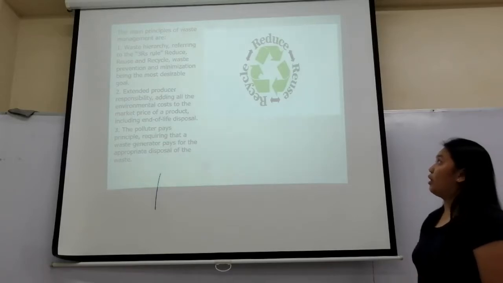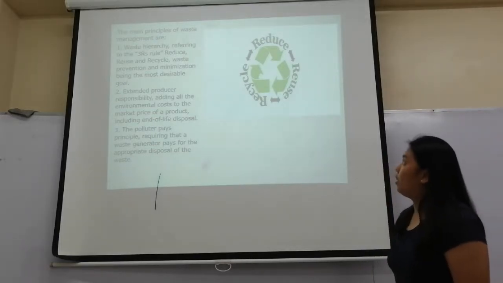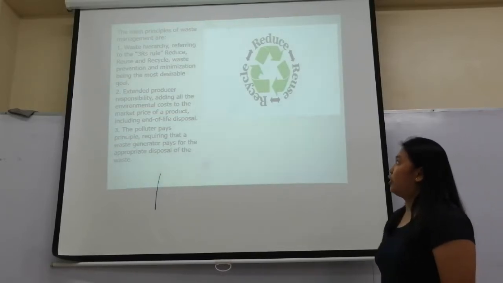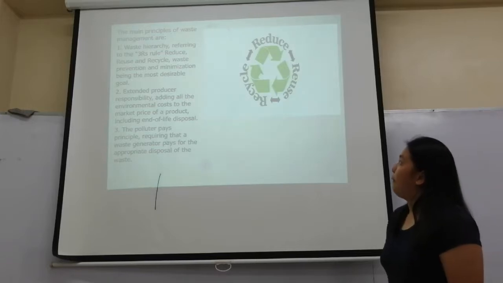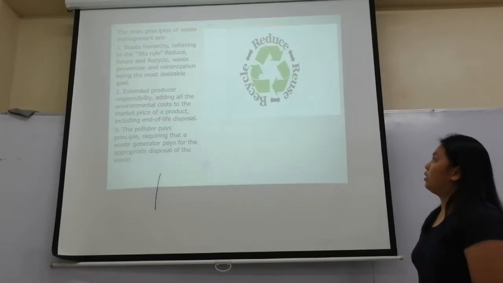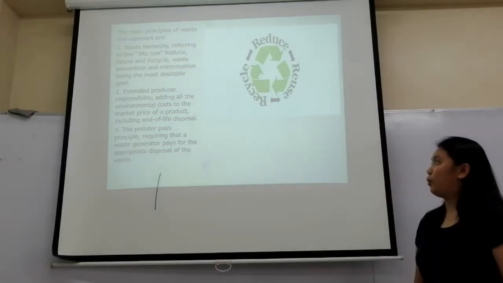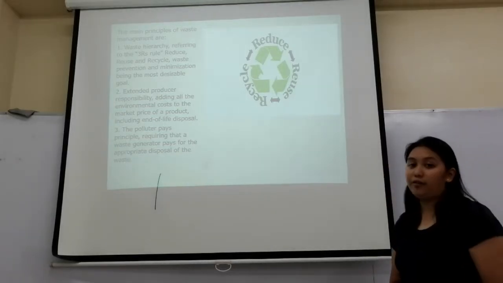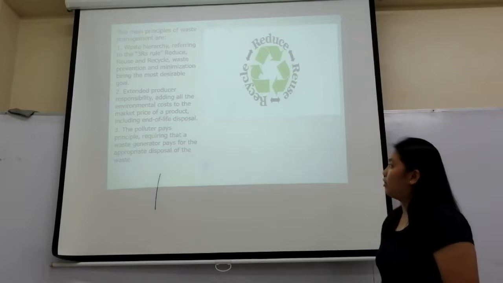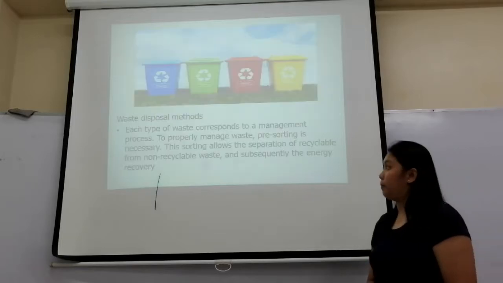The main principles of waste management are, first, the waste hierarchy, referring to the 3 R's rule: reduce, reuse, and recycle. Waste prevention and minimization is the most desirable goal. Second, extended producer responsibility, adding all the environmental costs to the market price of a product, including end-of-life disposal. Third, the polluter pays principle, requiring that a waste generator pays for the appropriate disposal of the waste.